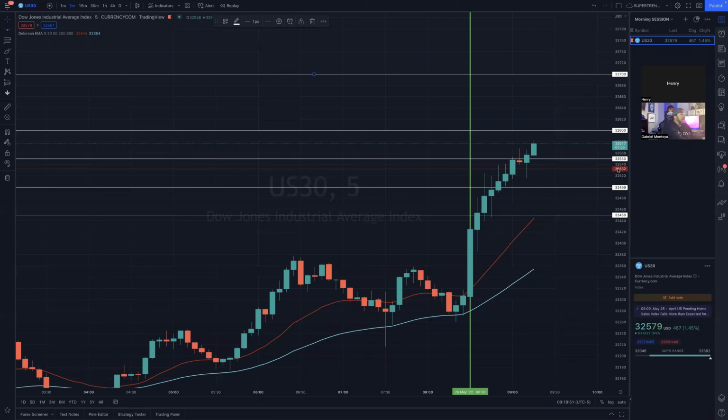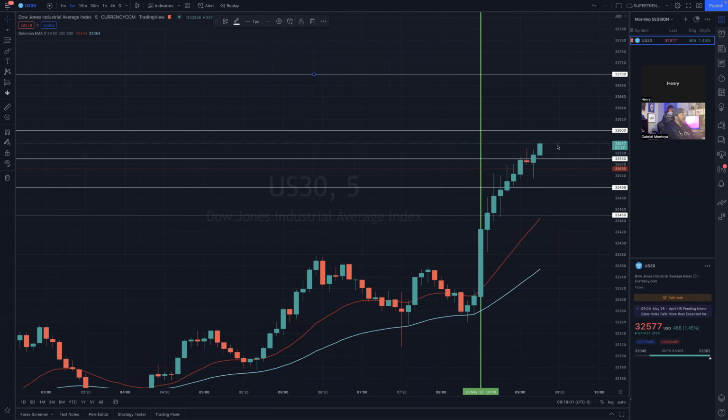All right, 32,600 is our next move. We got a minute left on this candle. Let's see what kind of movement we get in this last minute. Usually the candle likes to move in the last minute.